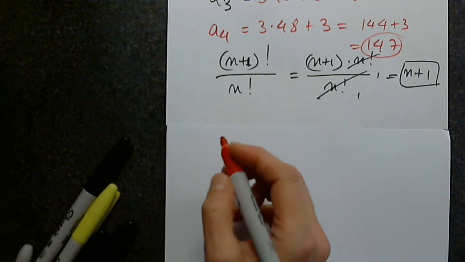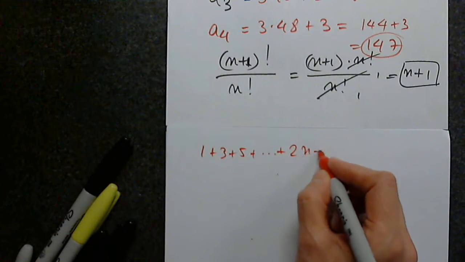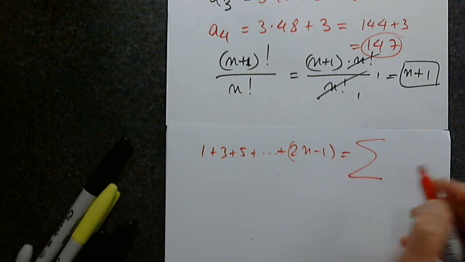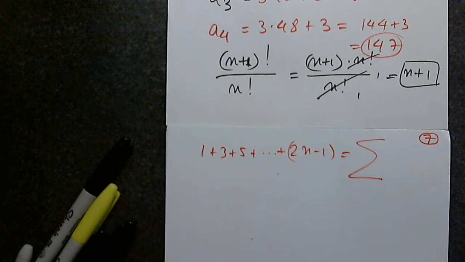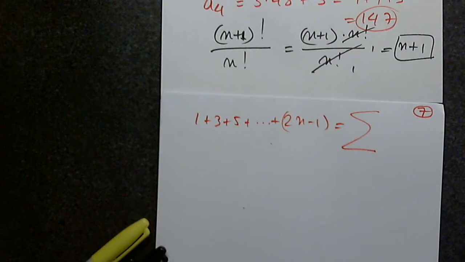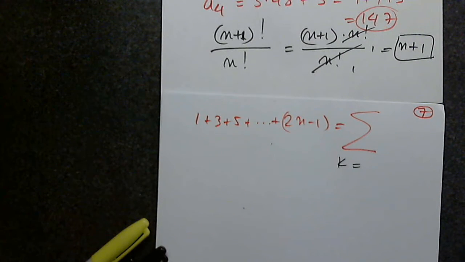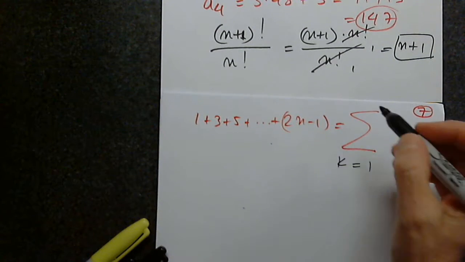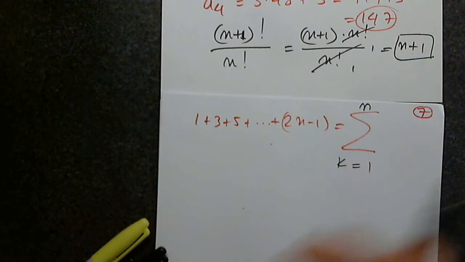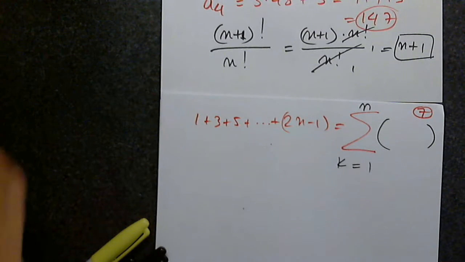No, there is one more. So we have 1 plus 3 plus 5 plus dot dot dot plus 2n minus 1. And they want us to use the sigma notation or the summation notation. Same thing. Let's use what index? i, j, or k? k it is. From k equals what till what? k equals 1, and then till what? Good. And then you're left with 2k minus 1. Of course.